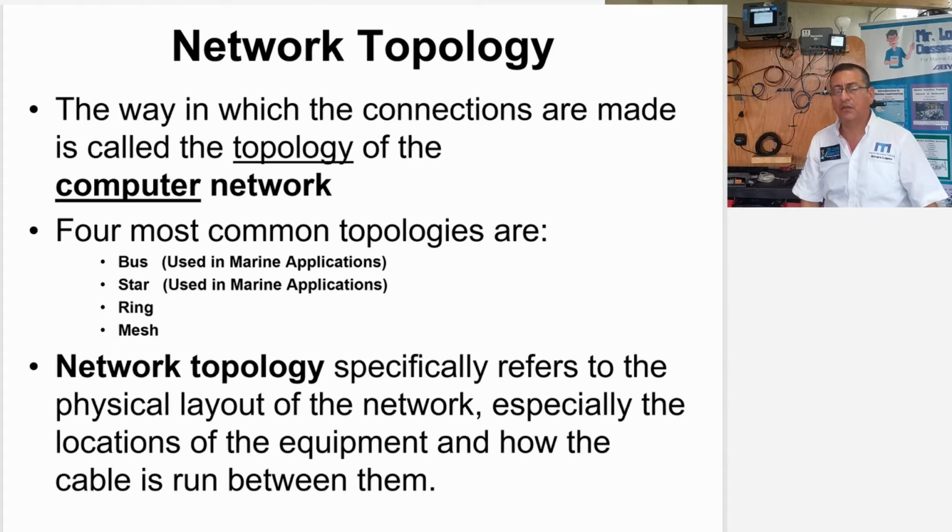And those are the most common topologies used in order to create the backbone. The way in which the connections are made is called the topology of a computer network. The 4 most common topologies are bus, star, ring, and mesh. Network topology specifically refers to the physical layout of the network, especially the location of the equipment and how the cable is running in between those elements. Alright.